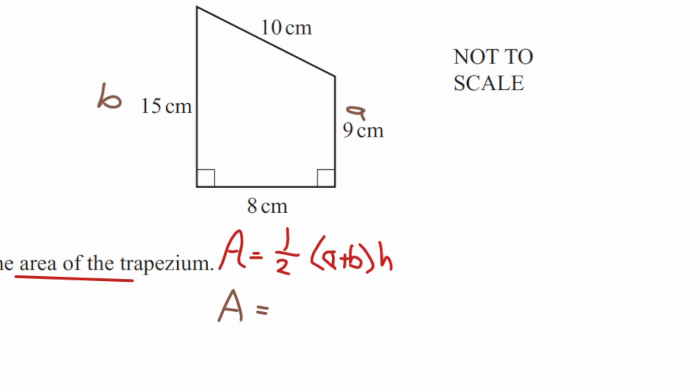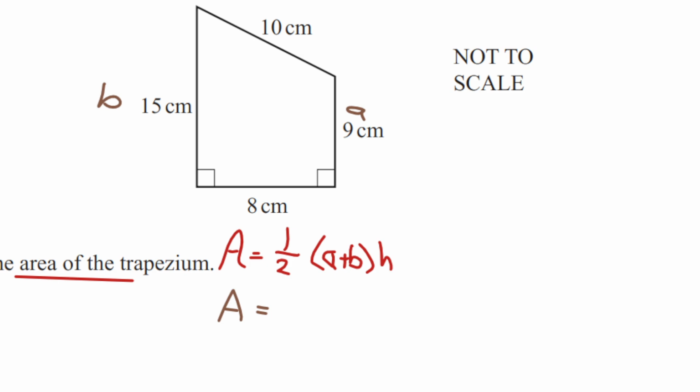Now, someone may ask me, why is it not 8 and why is it not these two? Because these two are not parallel. A and B should be parallel to each other. Did you get it? Alright.